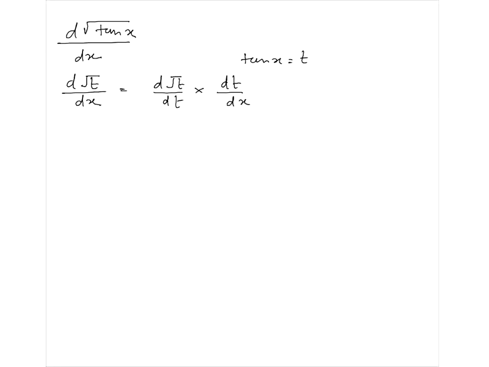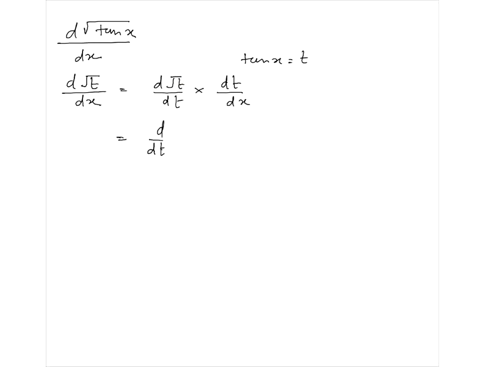Yes. 1 upon 2 root 10x, sec square x in numerator is perfect. That is the correct answer. Sec square x upon 2 root 10x. Now, this root t with respect to t we can handle using the x to the power n formula.